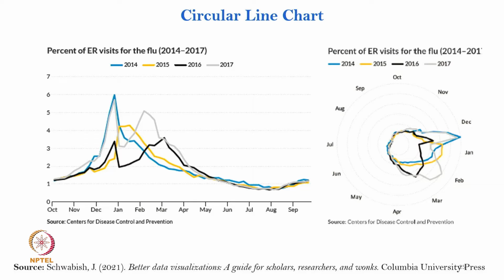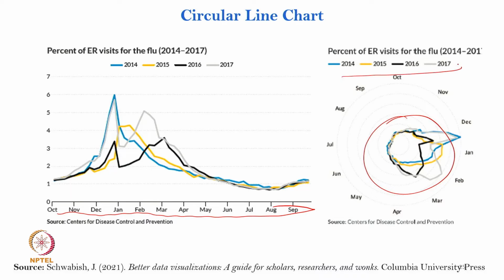Here you can also see an example of the percentage of visits. You have the months, and in the center are the percentages. Another example is the percentage of visits for flu during 2014 to 2017.